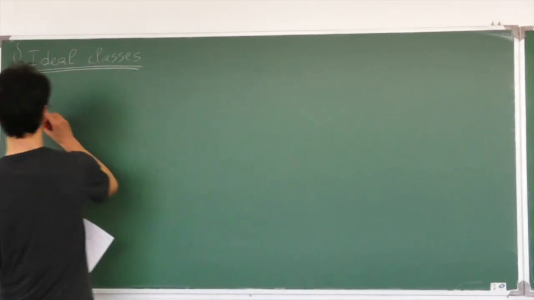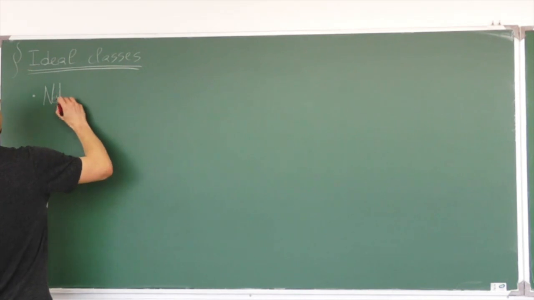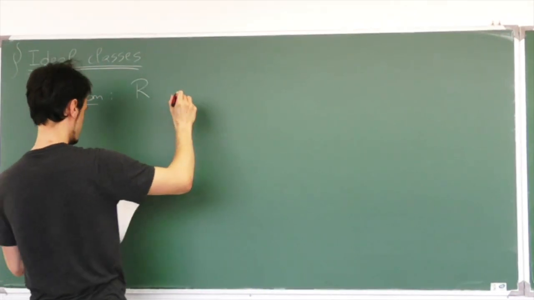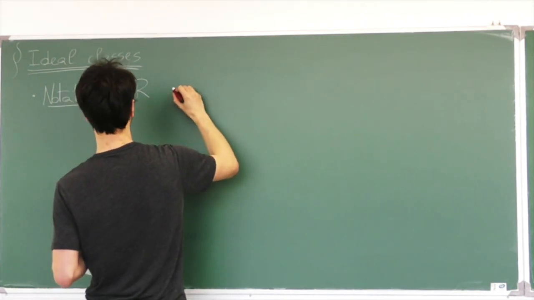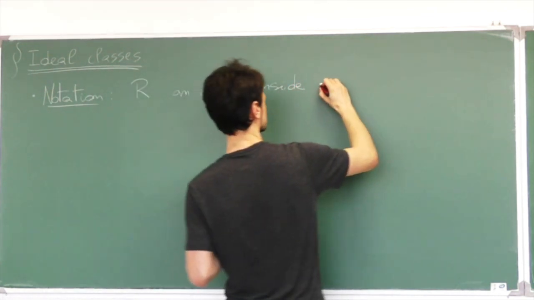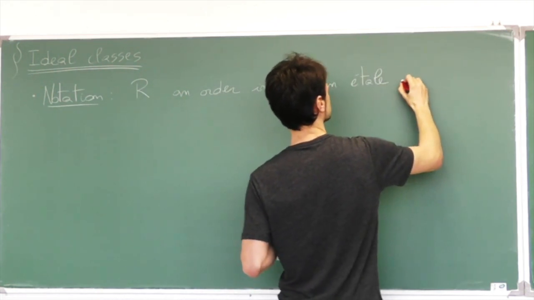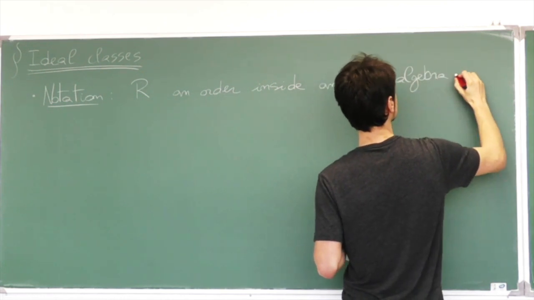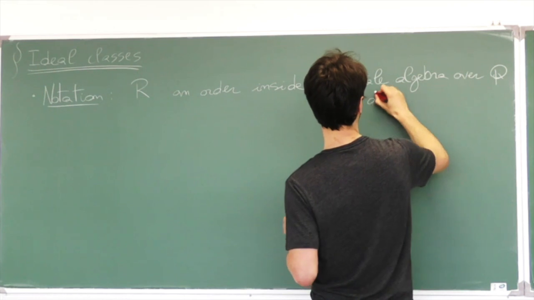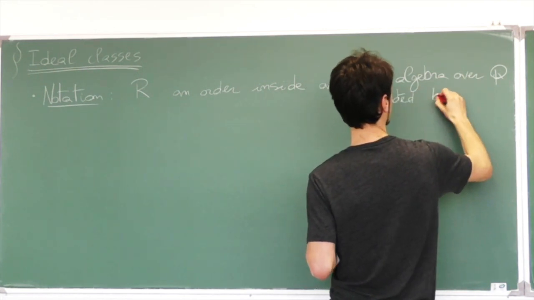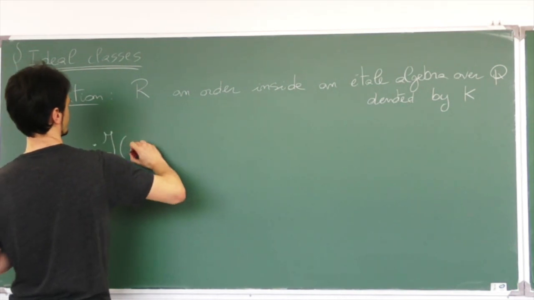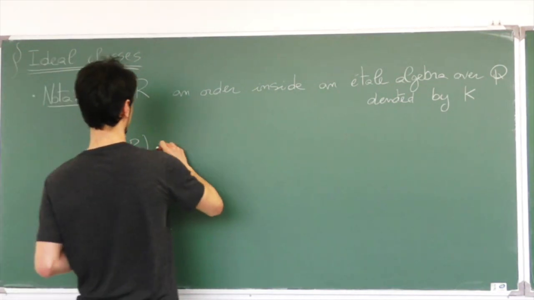Let's introduce the notation that we are going to use today. It's similar to what we used in the previous video. So R is always going to be an order inside an étale Q-algebra, and this étale algebra we are going to denote by K. And as last time, we are going to use I(R) to denote the set of fractional ideals, the monoid of fractional ideals.